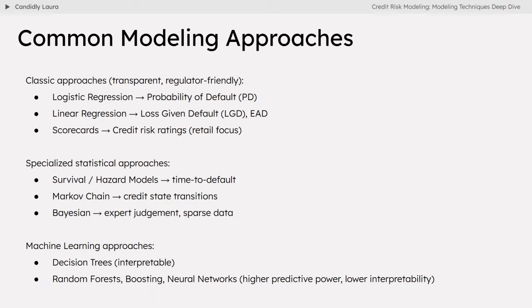Scorecards. This is typically used to provide a credit risk rating or score used in application or behavior monitoring, and it is common in retail credit risk. Each feature is given a weight and is binned with a corresponding score for each bin.